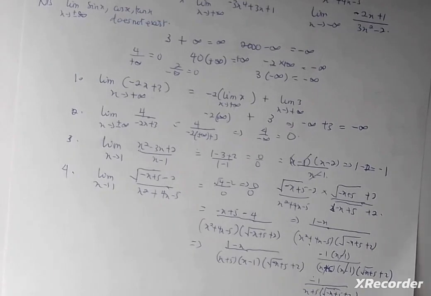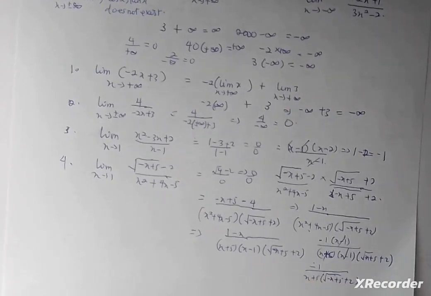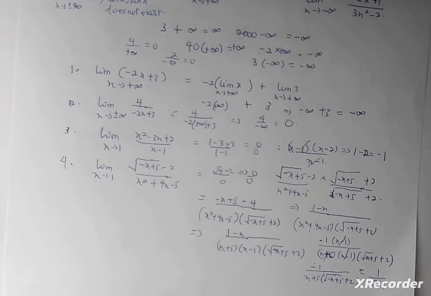At this point, wherever I see x, I put 1 there. So this will give me 1 over 1 plus 5, which is 6. Multiplying the expression, 1 plus 5, this will give me 2 plus 2, 4. So 6 times 4 gives me 24. So the answer is 1 over 24.